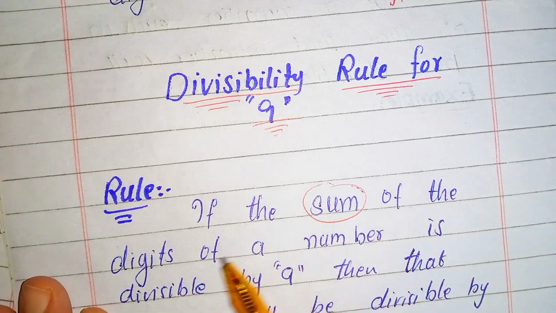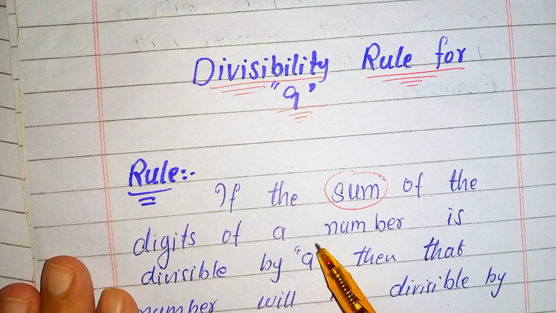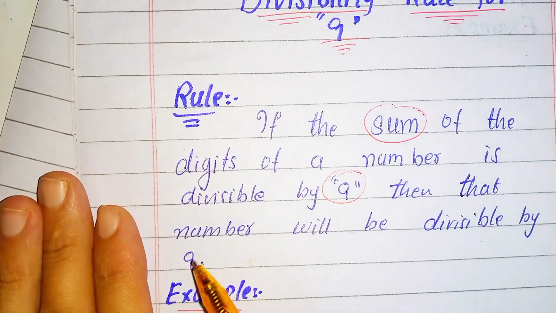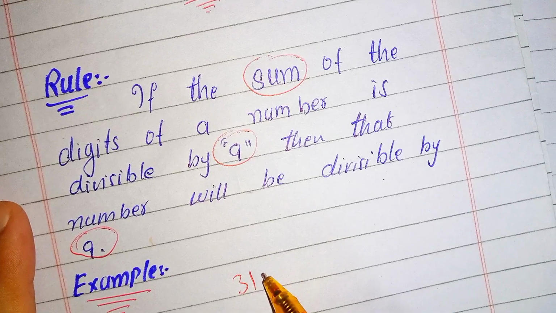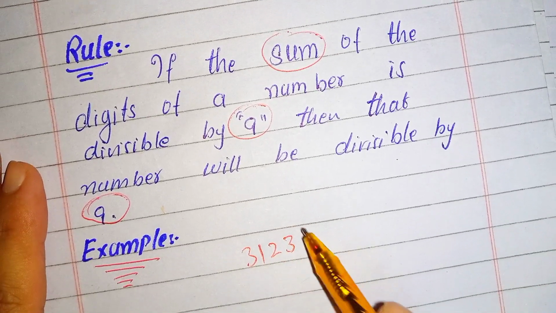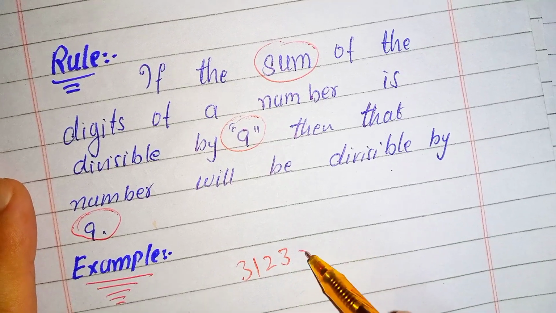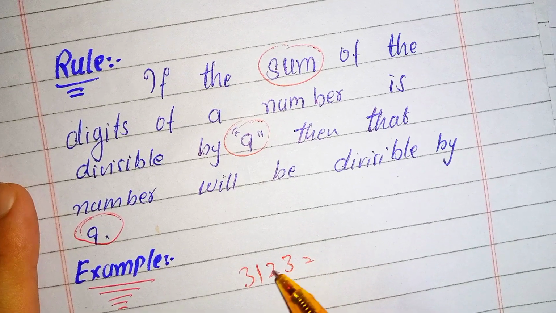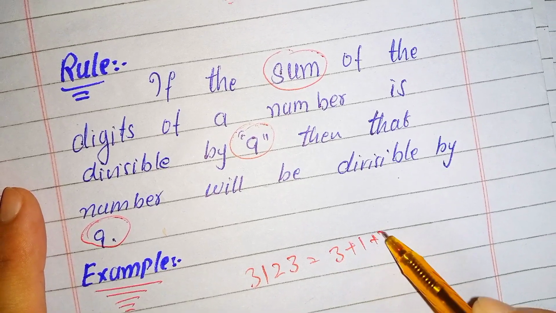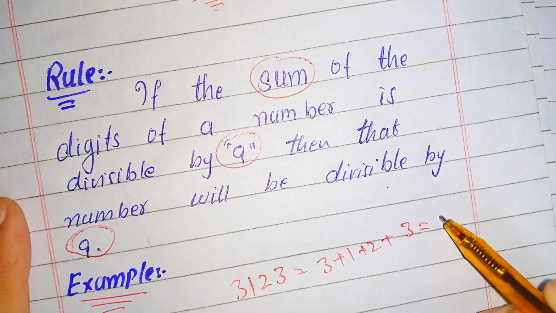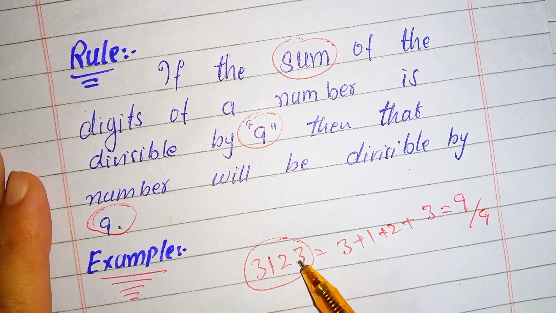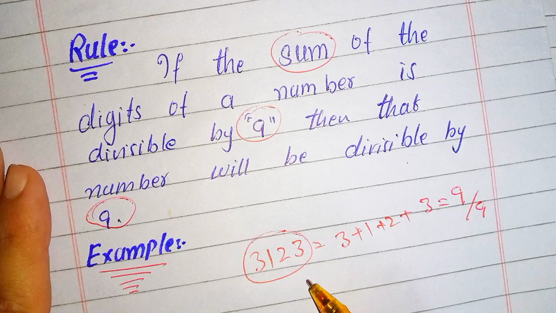Now we are discussing the divisibility rule for 9. If the sum of the digits of a number is divisible by 9, then that number will be divisible by 9, right? So take 3123, whether this number is divisible by 9 or not. We will take the addition of the digits of this number, 3 plus 1 plus 2 plus 3, which is equal to 9, and 9 is divisible by 9. So I say that 3123 is divisible by 9, right?